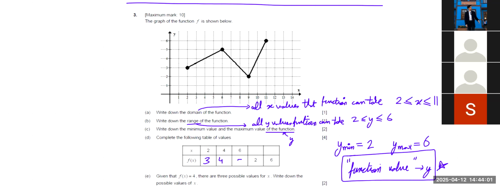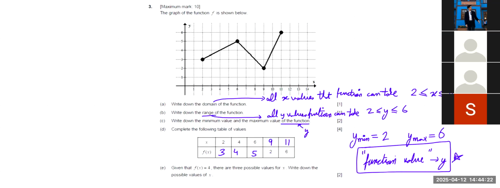Okay, Sophia, what is this one? So now they're saying when y is 2, what is x? 9. Okay. Jessica, when y is 6, what is x? 11. Nice. Now, I have one more question to ask you guys.